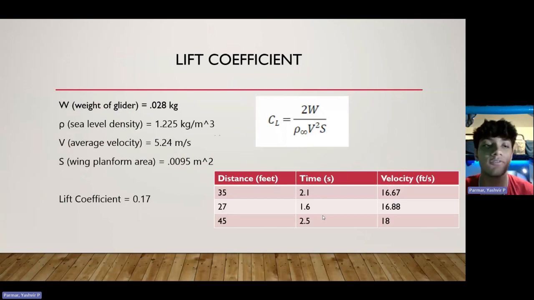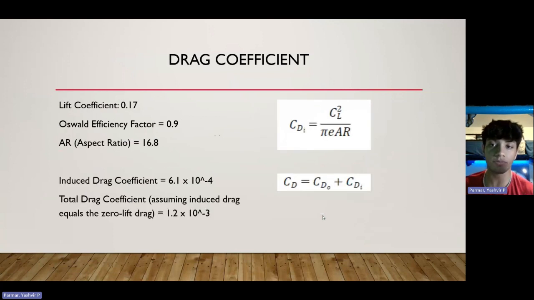To calculate the lift coefficient of this glider, I needed to weigh it, find the average velocity, and find the wing planform area of one side of the wing. And I found the lift coefficient to be 0.17.